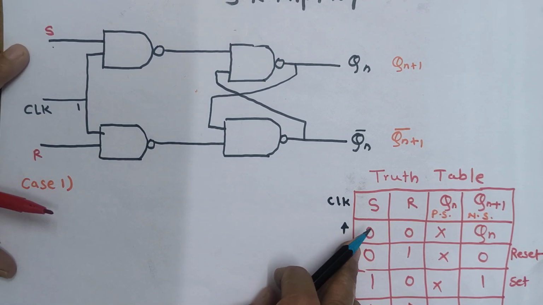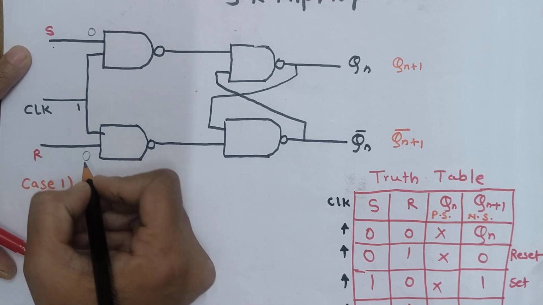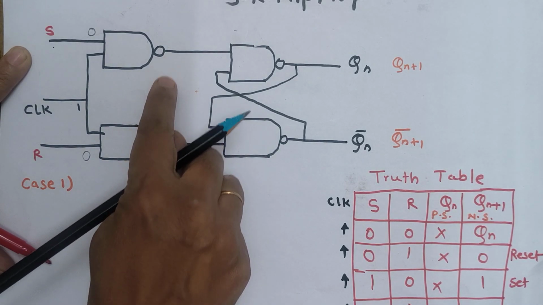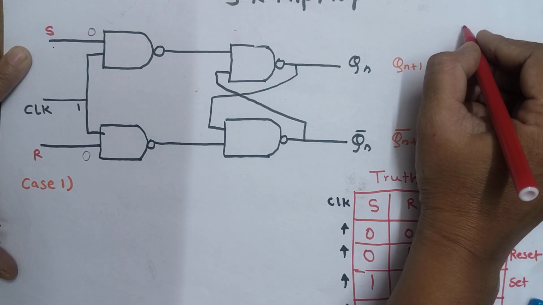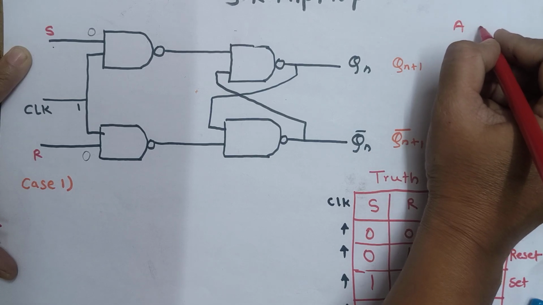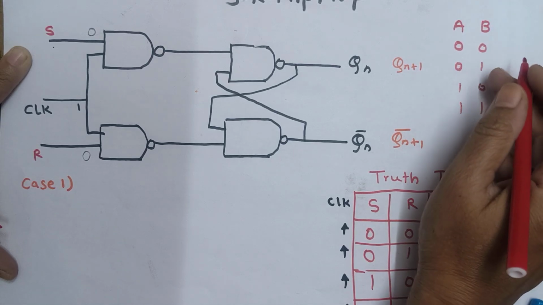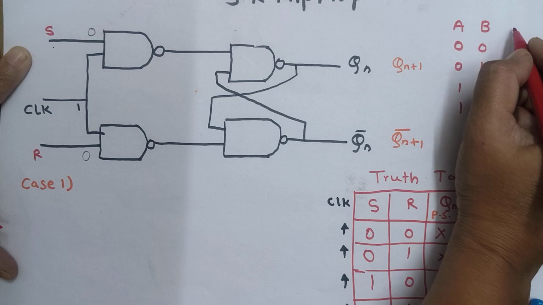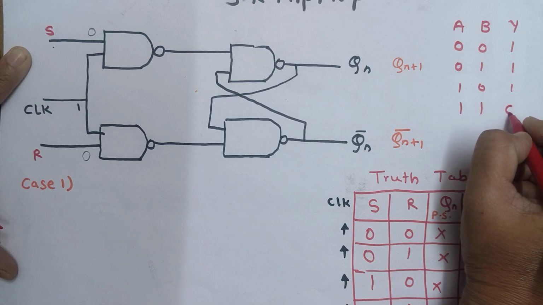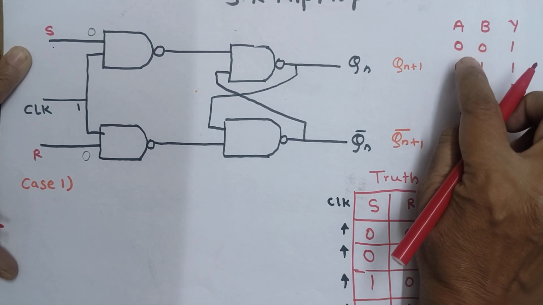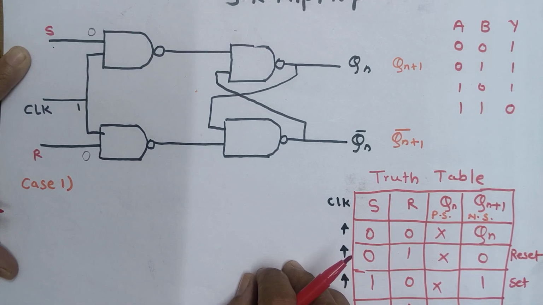So here we are going to see when both the values of S and R are equal to 0, what will be the output of the NAND gate? If you know the truth table of the NAND gate, here I am going to write down the truth table of the NAND gate. If the inputs of the NAND gate are 0 0, 0 1, 1 0 and 1 1, what will be the output? If any one input of the NAND gate is equal to 0, the output of the NAND gate will become 1.